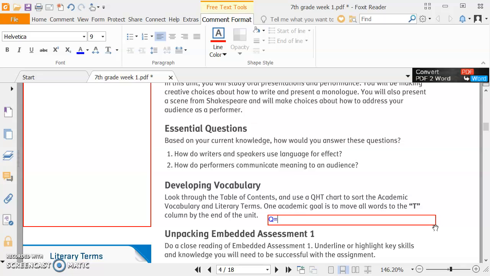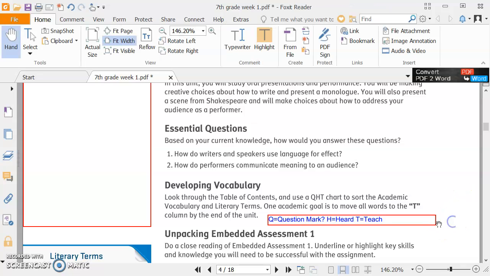So Q means question mark, meaning I have no idea what this word means. I've never heard it before, and it's completely foreign to me. It might as well be a different language. H is, I think I've heard of that word, but I'm not 100% sure I understand what it means. And then T is for teach, meaning I know for sure what this word means, and I could teach it to somebody else. That's how confident I am that I understand this word.